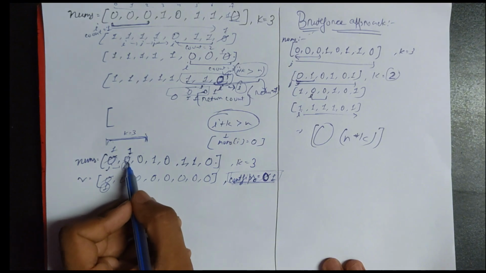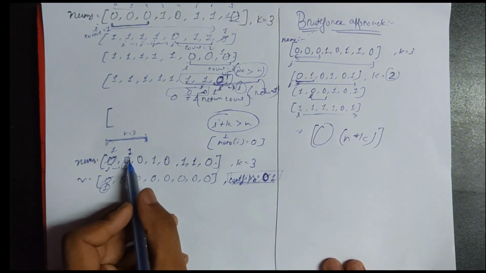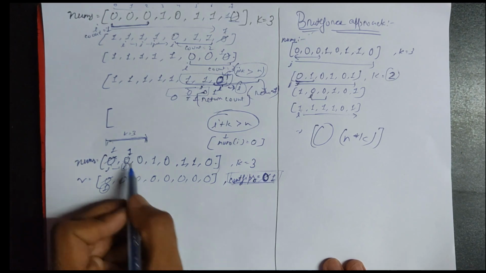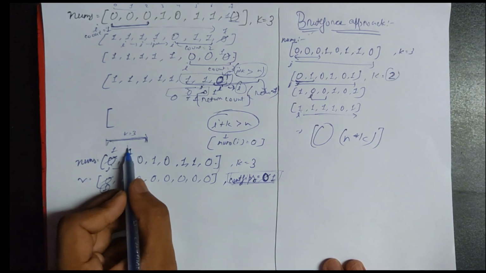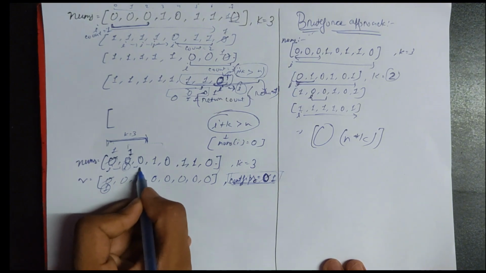So at this point we don't need to increment the value of count flips. We don't need to flip the values at the next range. So we will not put value 1 here. Now i will be shifted here.